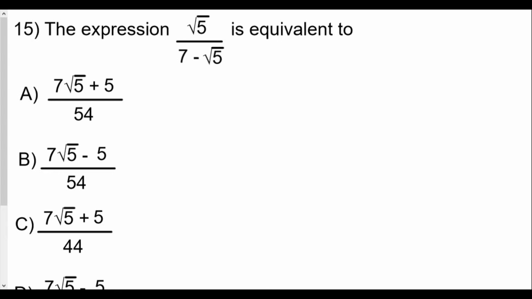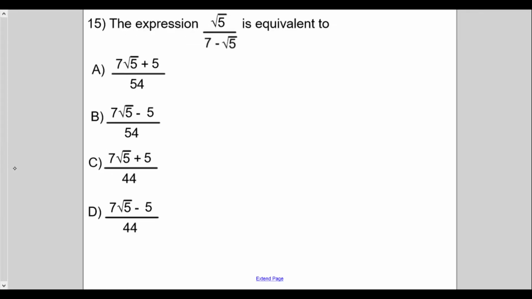Number 15. I'll need to make this full page here. The expression square root of 5 over 7 minus square root of 5 is equivalent to which of the following? So what we want to do, we want to rationalize the denominator. To do this, we have to multiply the top and bottom by what's called the conjugate of our denominator. A denominator cannot have a radical. That's the key thing. Numerator is totally okay. So we're going to multiply top and bottom. We want the same exact value.